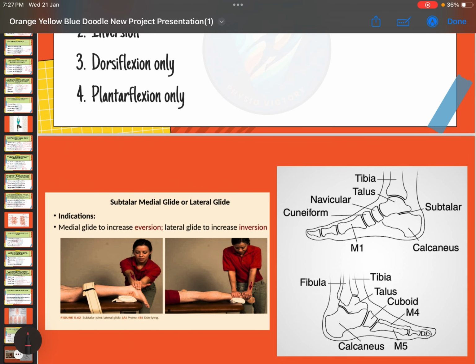This is the image I have taken from our exercise book. Medial glide to increase eversion, lateral glide to increase inversion. This is the subtalar joint. In the subtalar joint, calcaneus is a convex surface and talus has a concave surface.